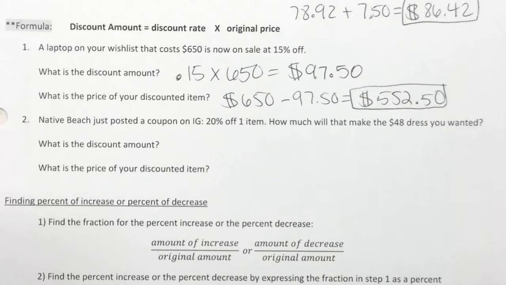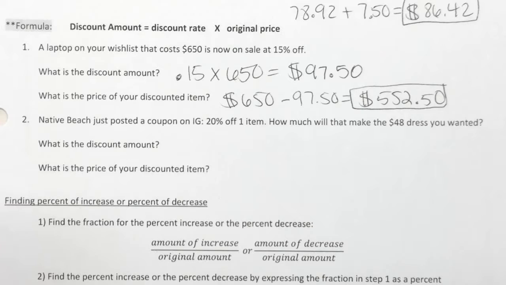Alright, anybody want to help me out with this one? Alright, Guy, go ahead and read it first. Native Beach just posted a coupon on Instagram for 20% off of one item. How much would that make the $48 dress you wanted? What is the discount amount? What's the price of your discounted item?